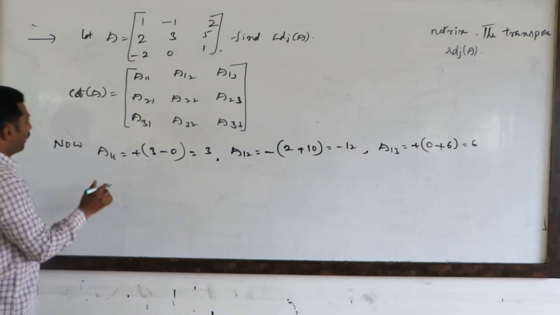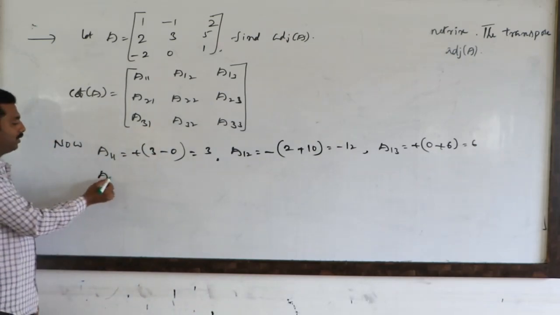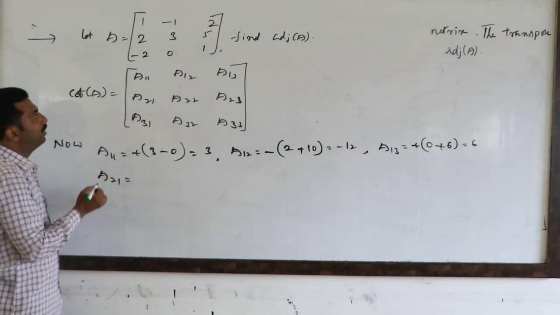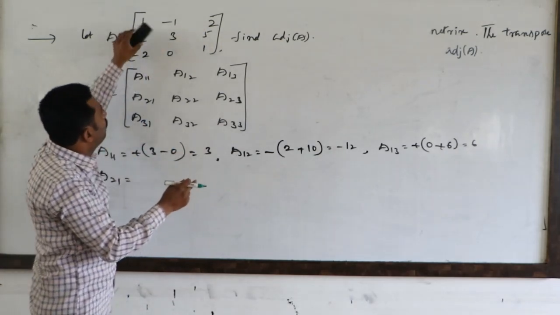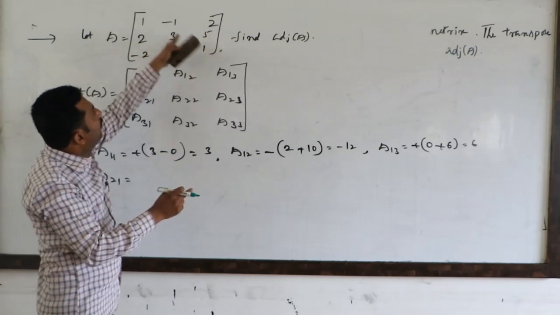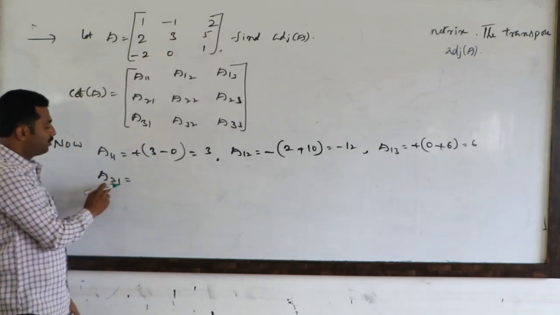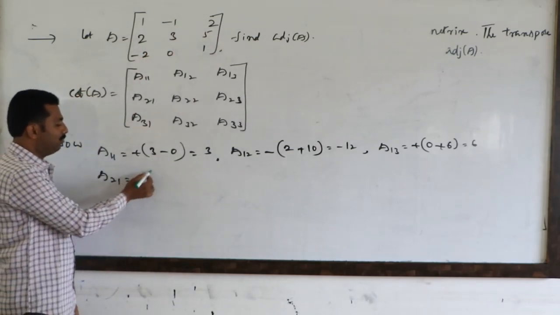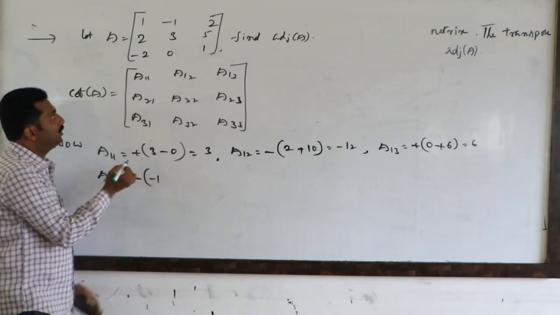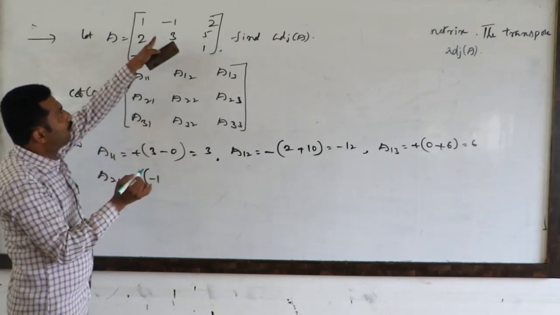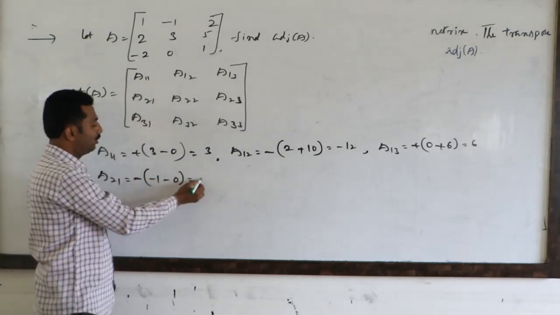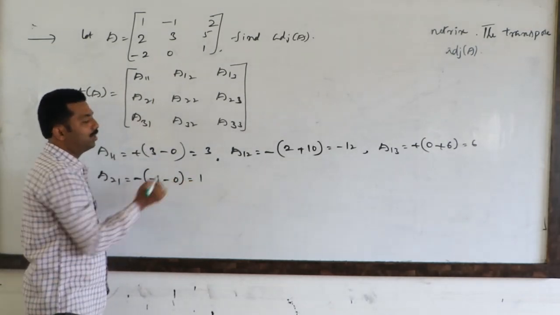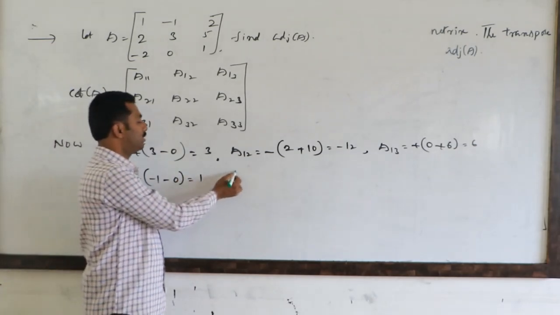Next, second row cofactors we will calculate. A21. Second row, first column, if I close, minus 1 into 1. This is 2 plus 1, means 3, odd number, minus 1. Second row, first column we close. 2 into 0, that is 0, nothing but minus of minus 1, plus 1.